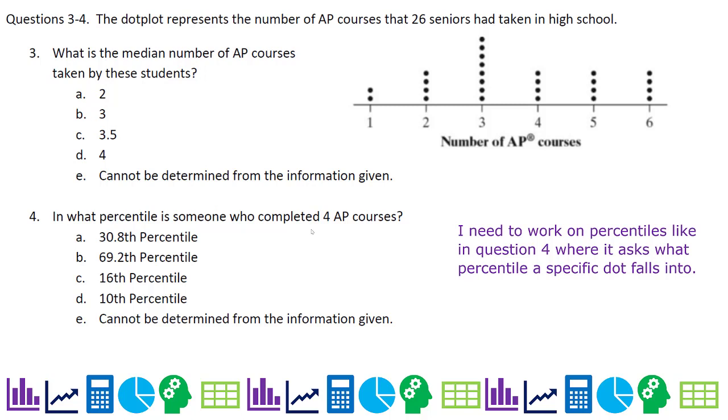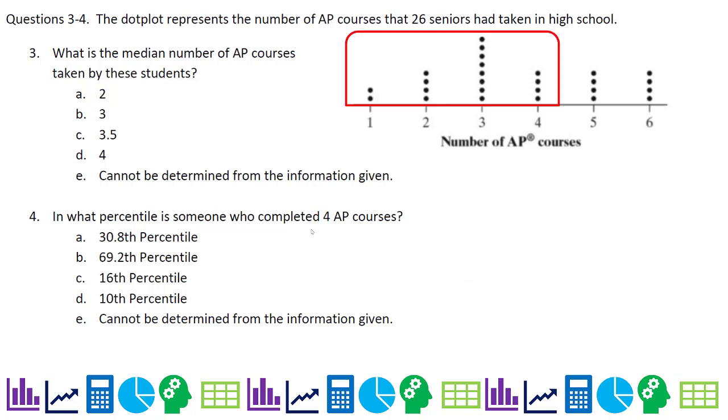So first of all, it asks, what is the median number of AP courses taken by these students? So there are 26 seniors. Someone asked about percentile, so I think I'm just doing 4, but I'll cover the median as well. There are 16 dots at 4 or below. But before I do that, let me do my median.